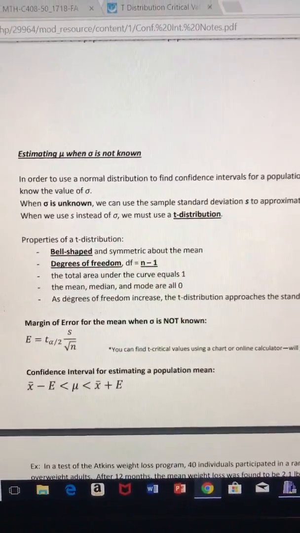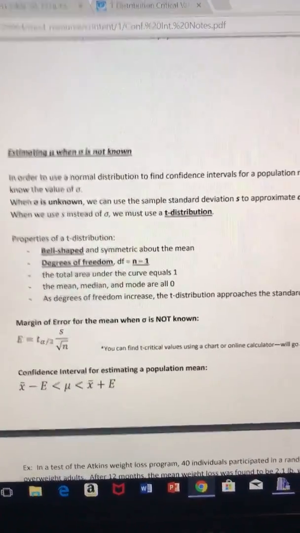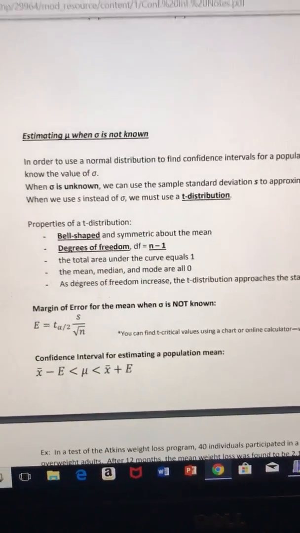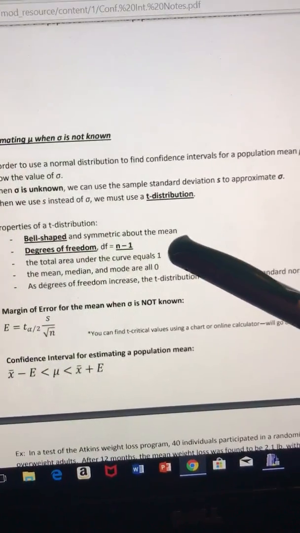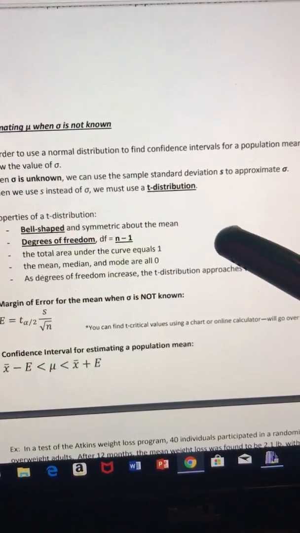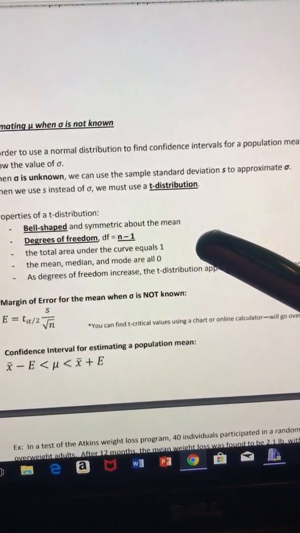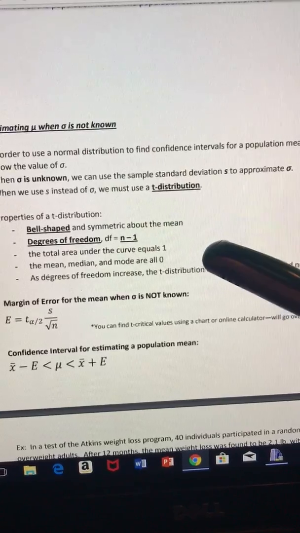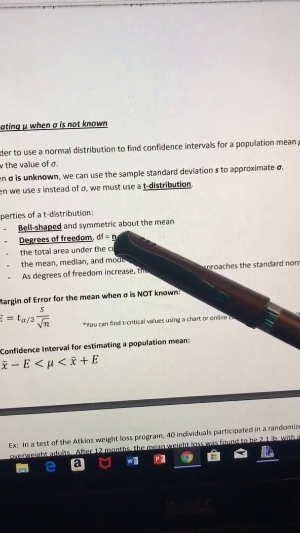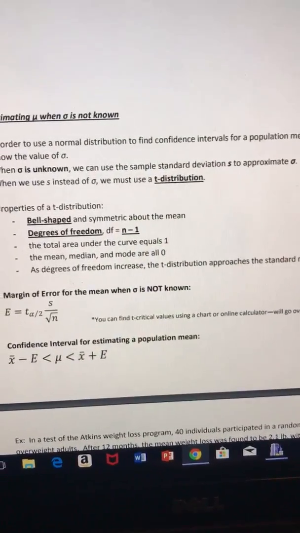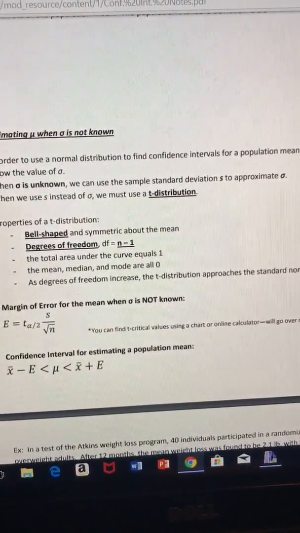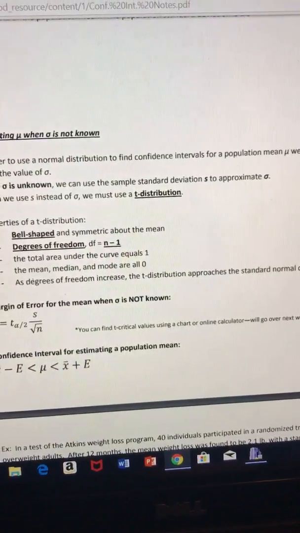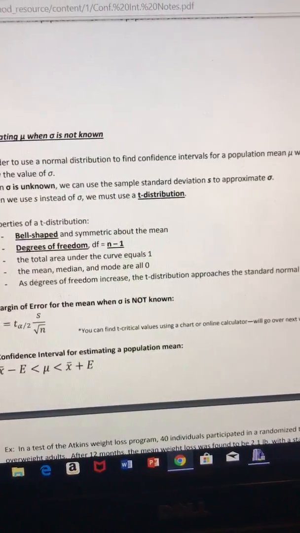And so when we don't know sigma, we use a t-distribution. So the properties of a t-distribution are that it's still bell-shaped and symmetric about the mean. Let me come back to degrees of freedom in just a minute. Total area under the curve is still 1. Mean, median, and mode are all 0. So the degrees of freedom is found by taking your sample size minus 1. And as that number increases, then your t-distribution gets closer and closer to the normal distribution.